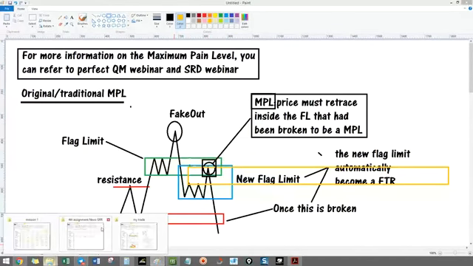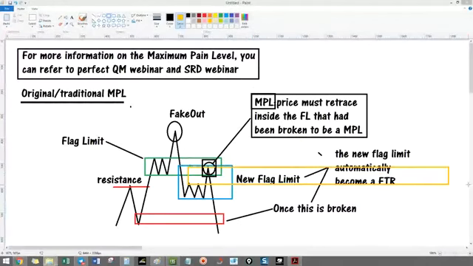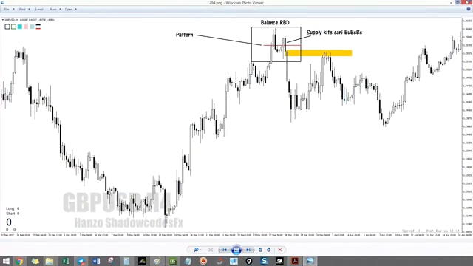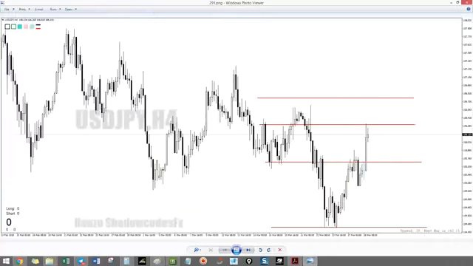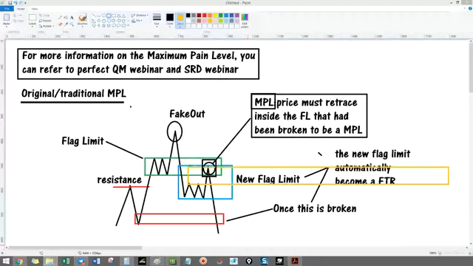Okay, I think there's some more matrix. Is it this one? Wait a moment. Oh, no. Let me see. Is it this one? No. This is a signal on UJ.